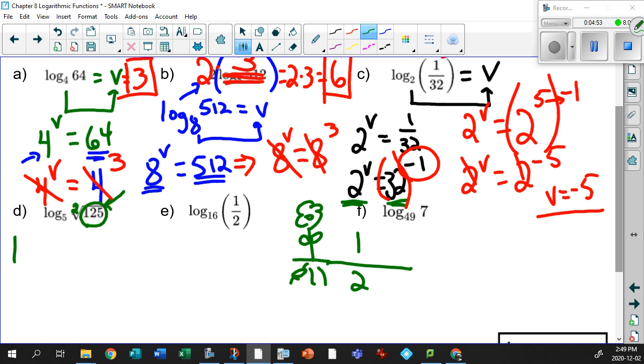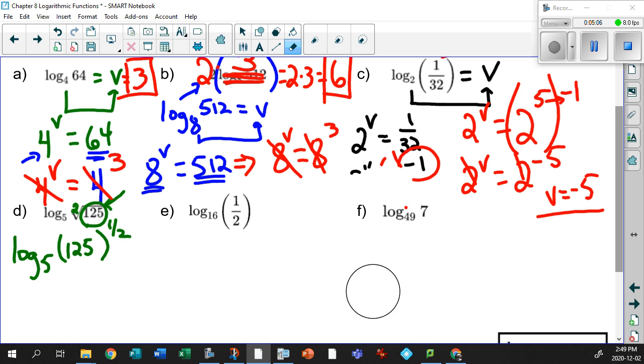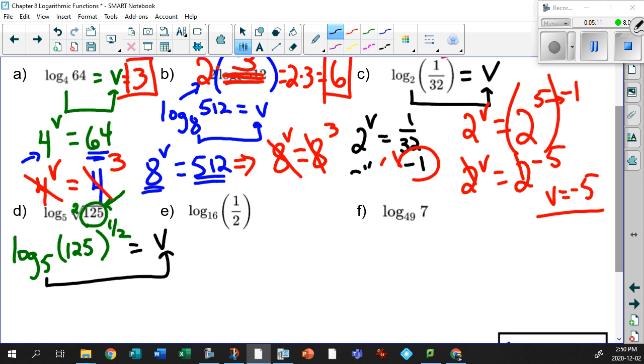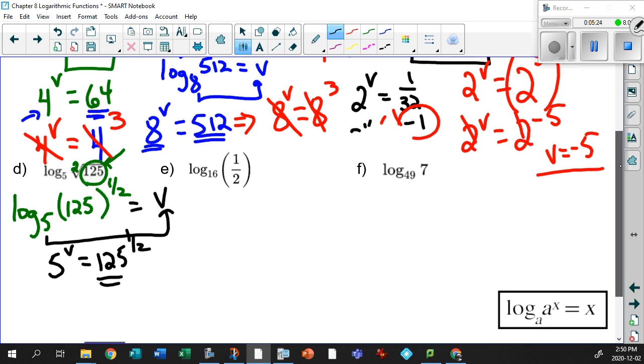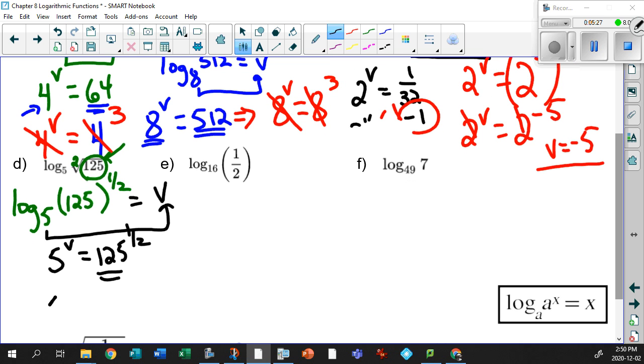So this could be written as log base 5 of 125 to the 1/2. Oh my goodness, that looks even worse, doesn't it? No, it doesn't. You're almost finished. Because you know 5 to the power of v now has to equal 125 to the 1/2. And you know that 125 can be written as a power of 5. You know that from experience. This is 5 to the v equals 5 cubed.